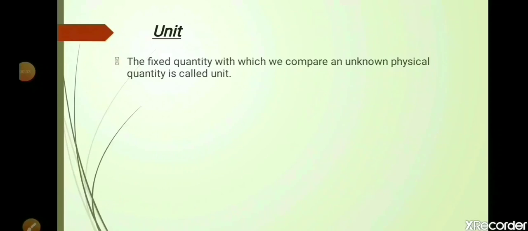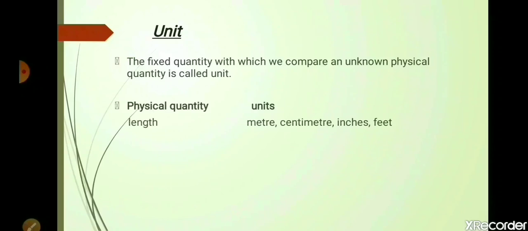So the unit is a fixed quantity with which we are trying to compare an unknown physical quantity, which in our previous examples were length, breadth, weight, height. So all those were physical quantities, and we had certain units against which we were making our measurements. Some of the popularly used units are: for length we have been using meter, centimeter, inches, feet. For weight we use pound, kilogram, gram, and other such units.